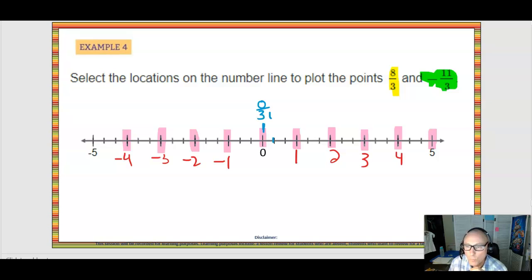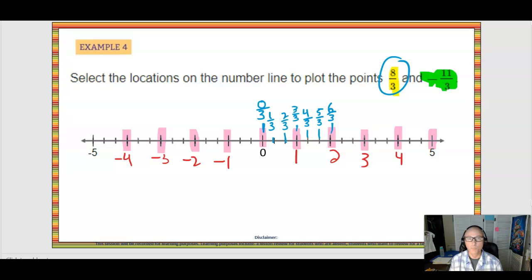Here we have 1/3, 2/3. Oh, and here's 3/3, 4/3, 5/3. 2 is 6/3. And we need to get to 8/3. Where would 8/3 be? I'm going to let you find it.